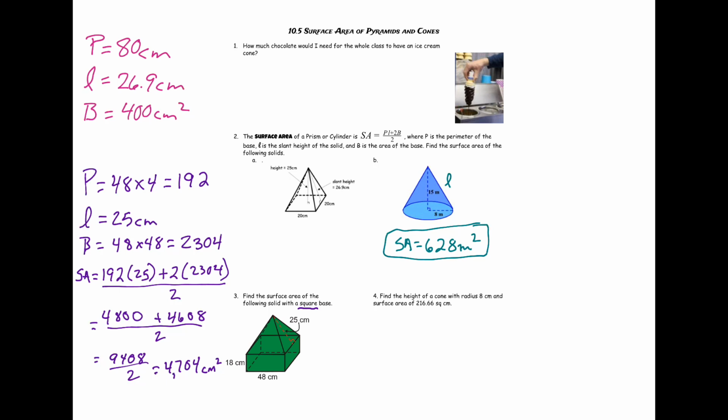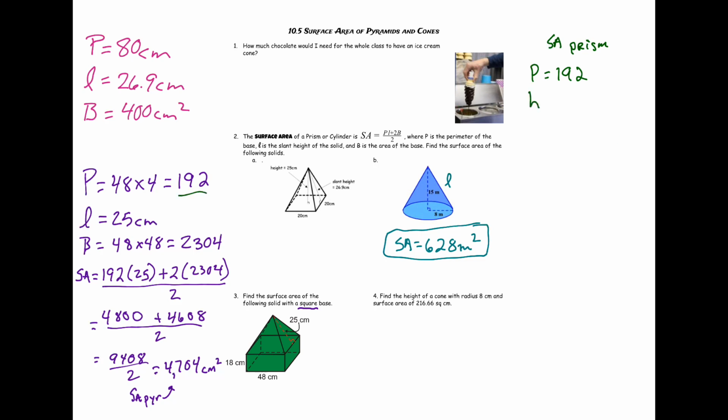So that would be for the pyramid. And now we need to find the surface area of the prism. I will do that over here. For this, we still need all the other stuff. So we need our perimeter of the base. Once again, we're dealing with the same exact base, so we know that's going to be 192, since that's what it was for the pyramid.